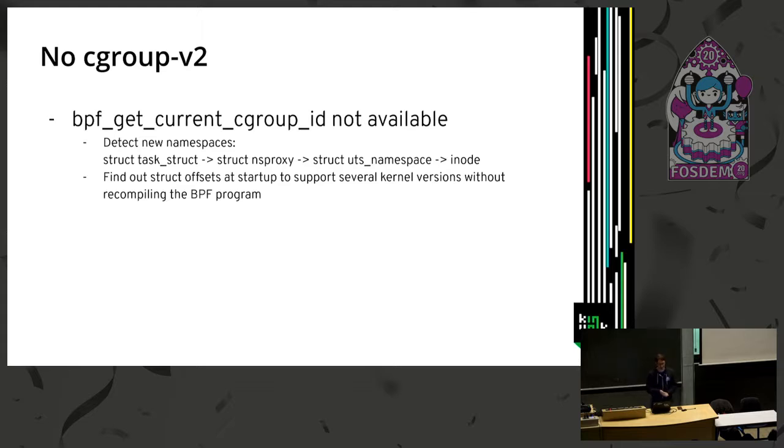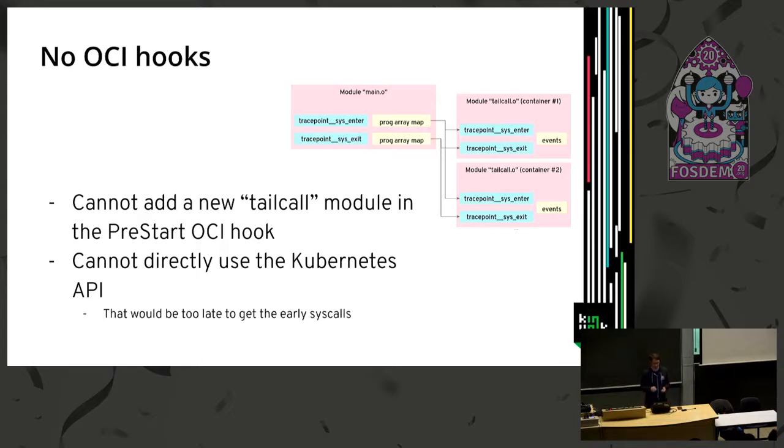So instead of using the get current cgroup ID, this BPF helper function that is not available on older kernels, I use a custom way to get the ID of Linux namespaces, and then I use that to identify which container I am looking at. I don't have OCI hooks, so I cannot add a new BPF module for each pod at the beginning of the container. And I cannot really use the Kubernetes API to discover a new container because that would be too late. By the time I get the notification from the Kubernetes API or the Docker API, the container is already running. It's already doing some syscalls, so I will not catch the very first system calls. That was an important use case for me, to be able to trace the very first system calls, because maybe this container crashed in the very first second, and I want to be able to debug that.